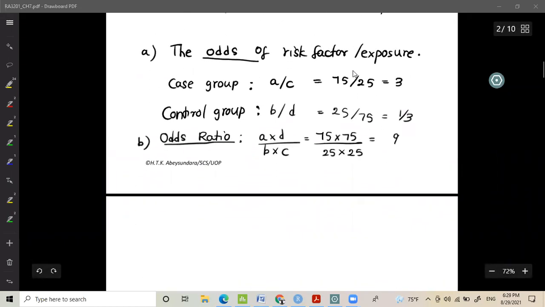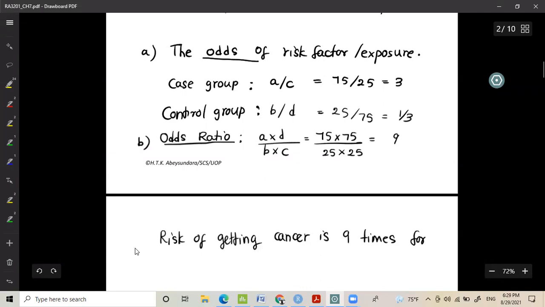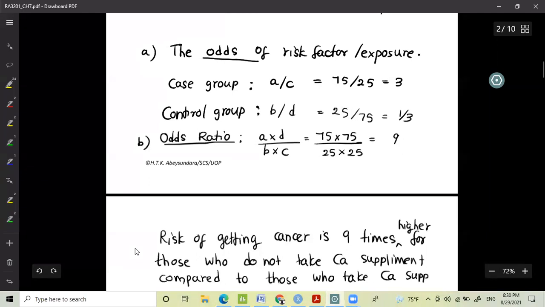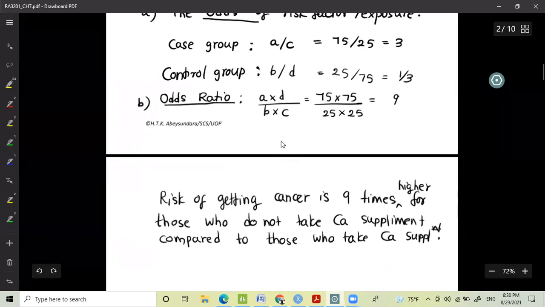So I'll write it like this. Risk of, or you can say actually the odds of, getting cancer is 9 times for those who do not take calcium supplement. You can say 9 times higher, it's more meaningful that way. 9 times higher for those who do not take calcium supplement compared to those who take calcium supplement. So that is how you explain the odds ratio.